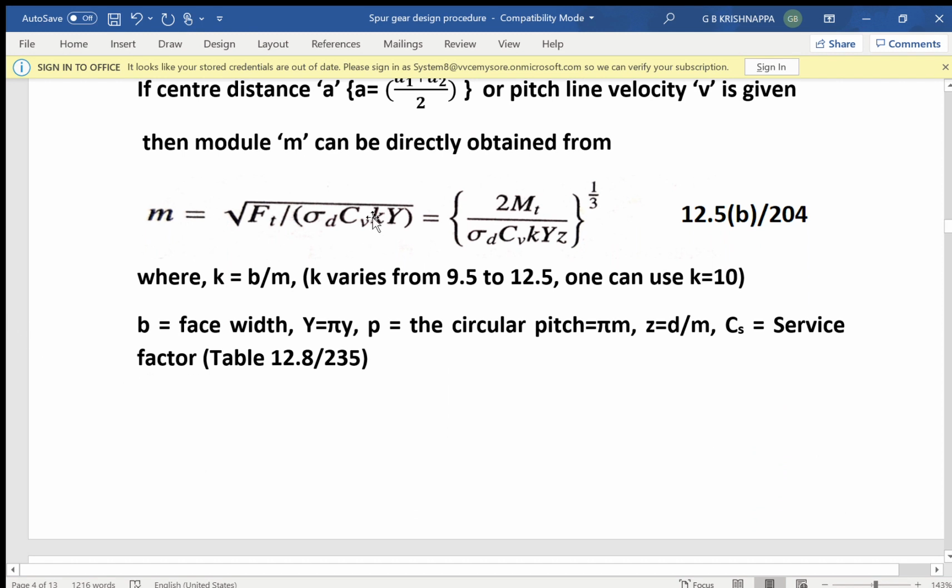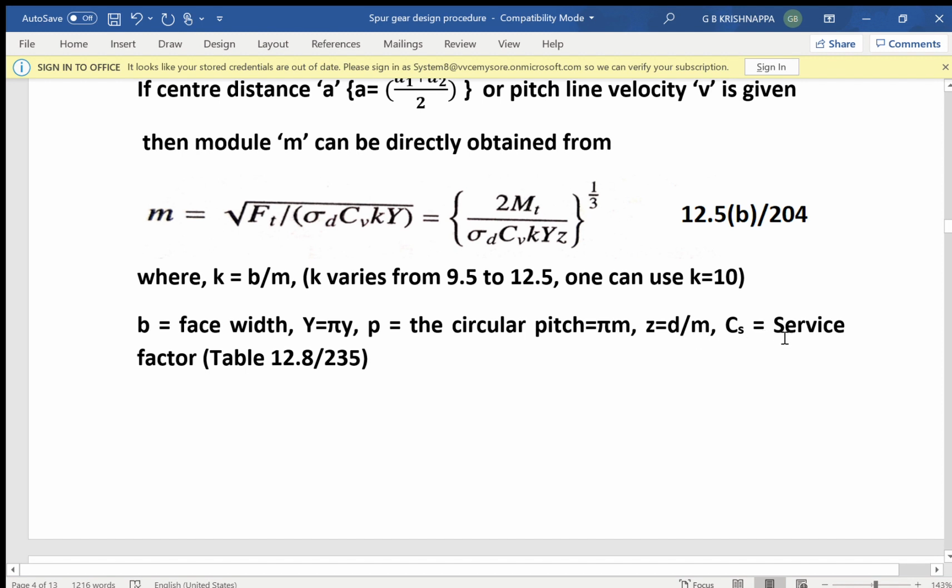Where k is b by m, k varies from 9.5 to 12.5, so one can take k as 10. b is the face width. Capital Y, or uppercase Y, is equal to pi into small y. Small y is the Lewis form factor, already discussed, and p is the circular pitch, which is equal to pi into m. z is d by m: number of teeth is equal to pitch diameter divided by module.